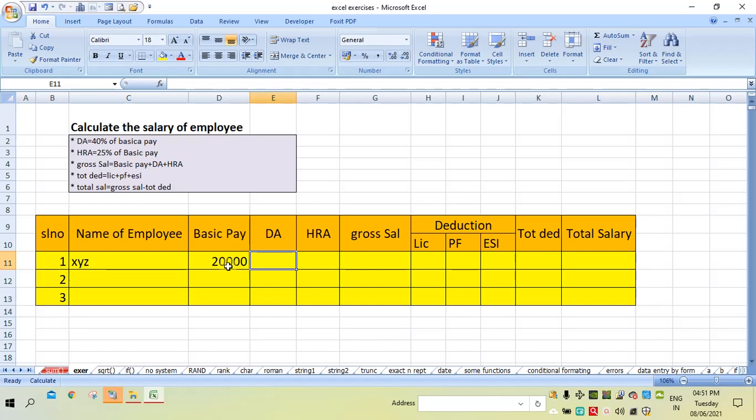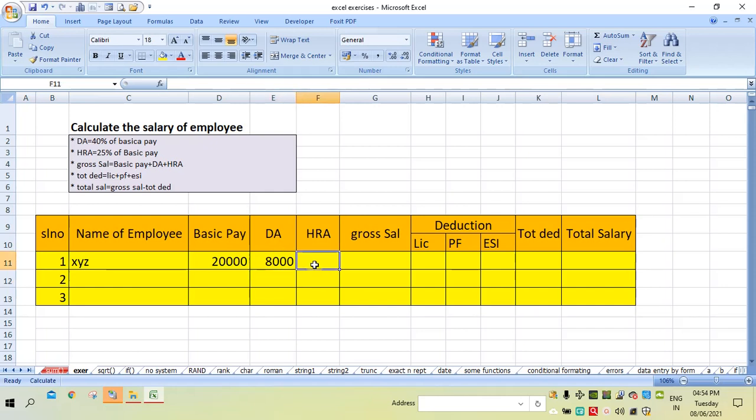Now calculate the DA. DA is equal to 40% of basic. Basic is in D11. So D11 means it is the basic. Basic into 40, whole divided by 100. So it will be approximately 8,000. So the DA is also calculated here.